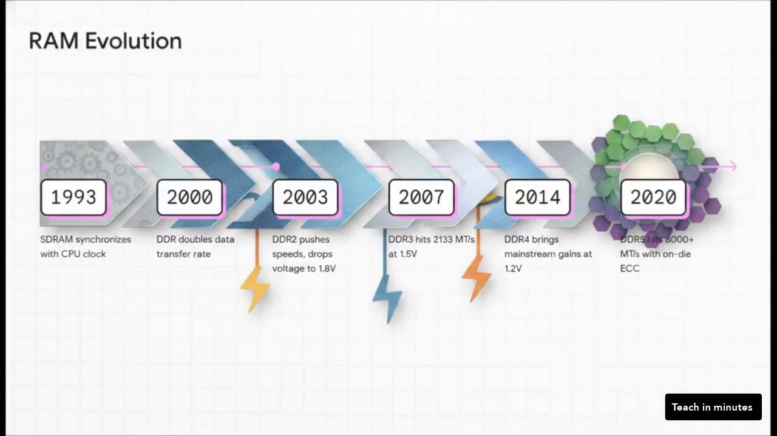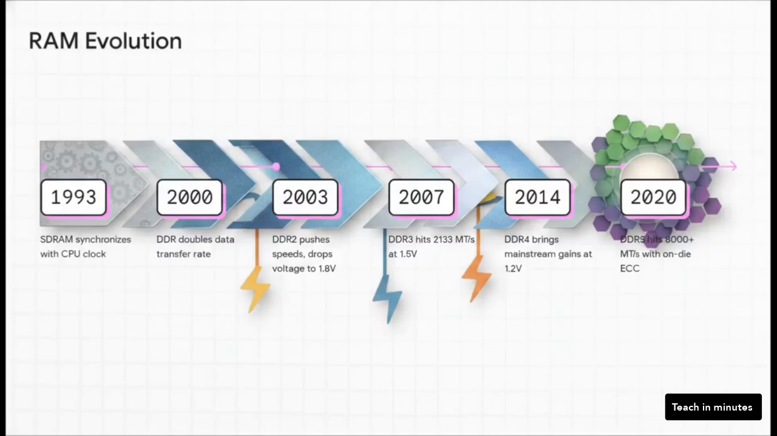Now, notice the trend as we move forward. DDR2 in 2003 pushed speeds higher while dropping the voltage to 1.8 volts. Then DDR3 dropped it even further to 1.5 volts, hitting speeds up to 2133 megatransfers per second. Then came DDR4 in 2014, running at a super efficient 1.2 volts, which brought massive mainstream performance gains.